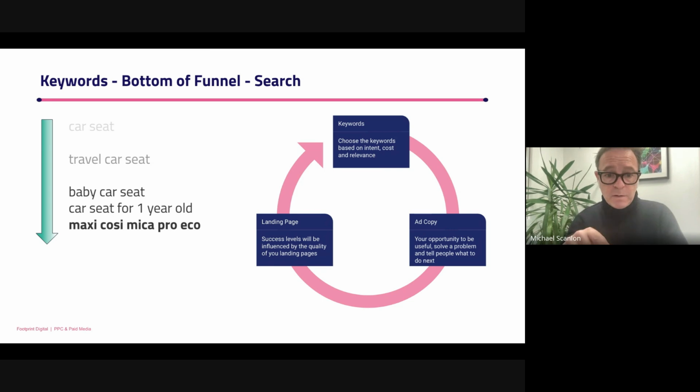The 3 keywords that are at the bottom of that left-hand side of the page there: baby car seat for 1-year-old, Maxi-Cosi Mica Pro Eco. They're very specific. They're obviously towards the bottom. And I would suggest that Maxi-Cosi Mica Pro Eco, if someone's searching for that, they literally want it delivered tomorrow. So you need to be there. You need to be present. You need to be seen. It's that level of detail in terms of the keywords that can be the difference between success and failure, certainly a sale and a non-sale.